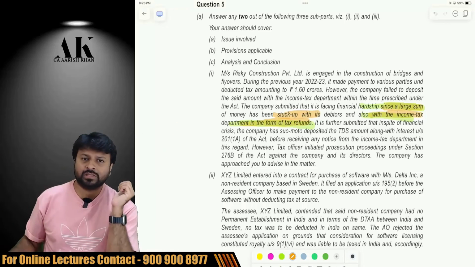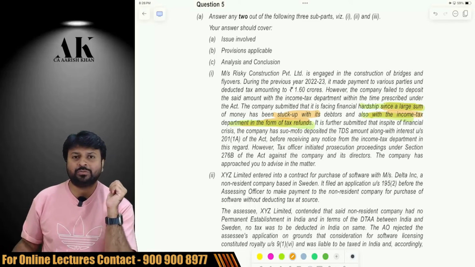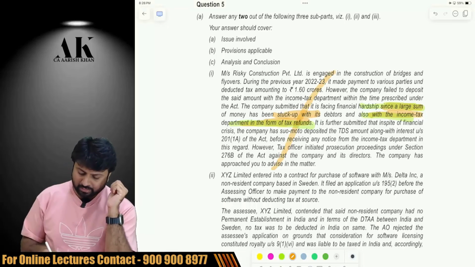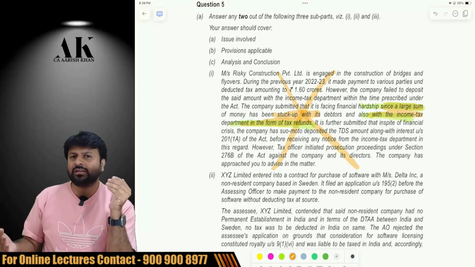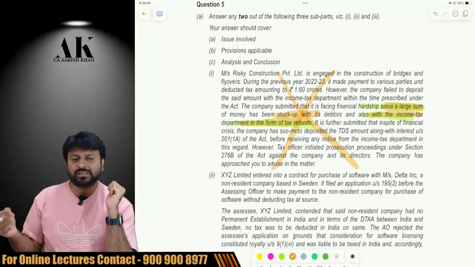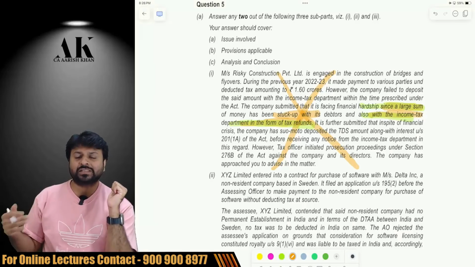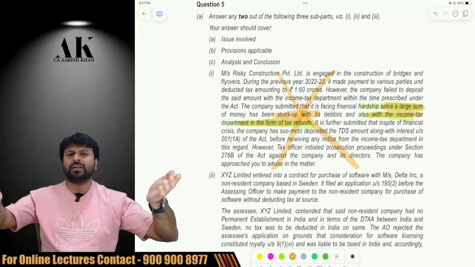Is it justified to put the assessee under jail? Is it justified to put prosecution proceedings on the assessee? And the court said that the answer is no. There was a genuine reason for not paying the TDS on time because the assessee's funds were stuck. The assessee's funds were stuck with the debtors, stuck with the income tax department, and assessee has paid the tax before the department sent the notice.